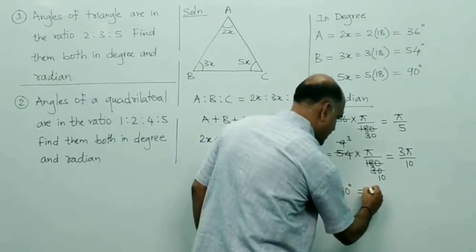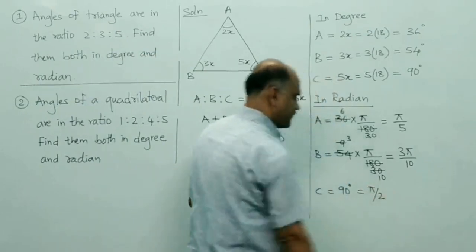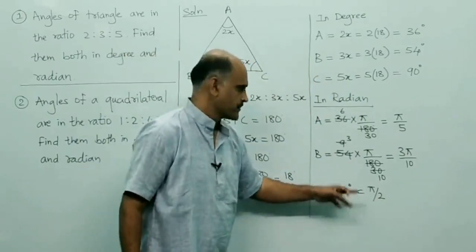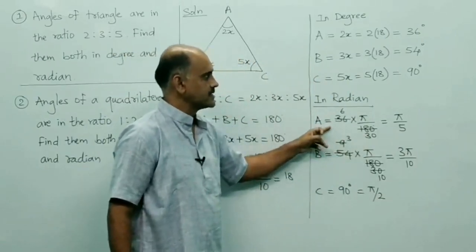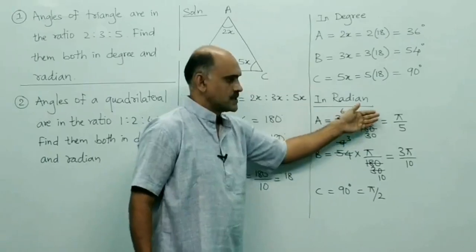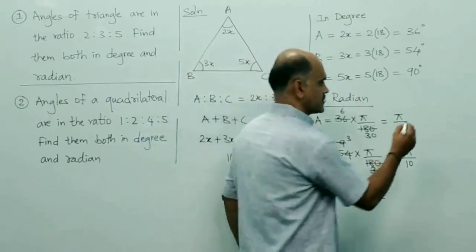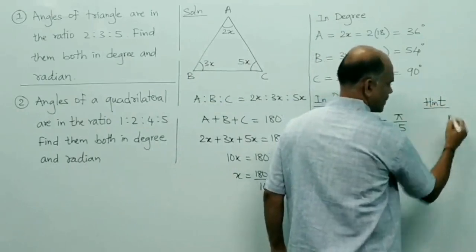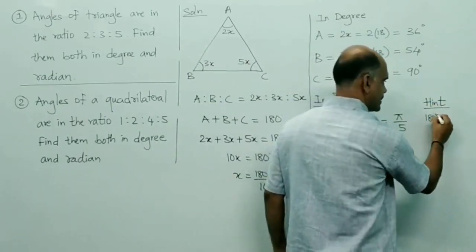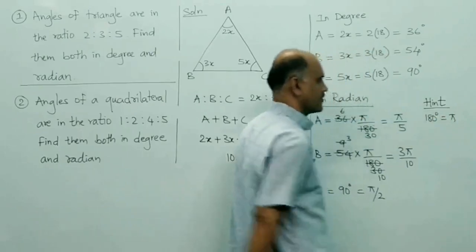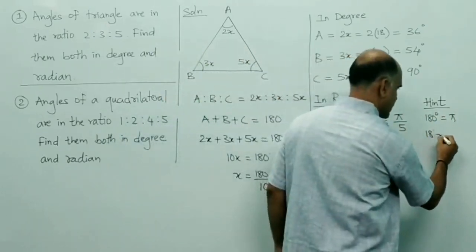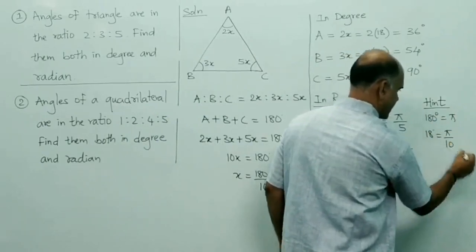So 90 degree in radian, directly you can take pi by 2. So 90 degree is pi by 2. Even here also you can take easily. So 18 degree. So just I will be telling a hint. So 180 degree is equal to pi. 180 degree is pi. So 18 degree is pi by 10.